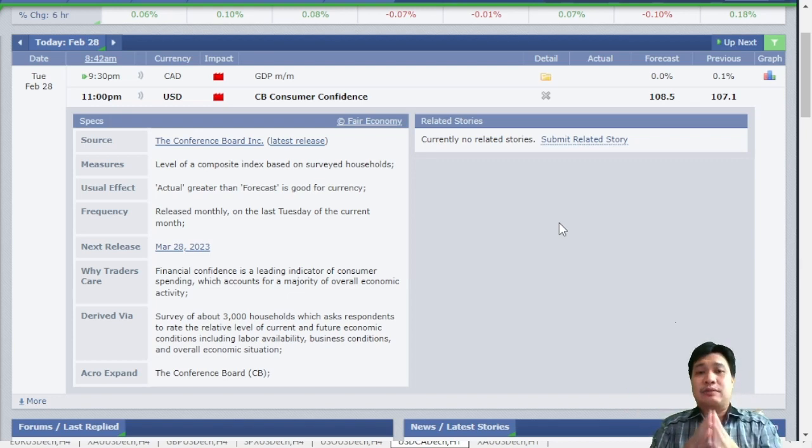So this will be the main mover for today: GDP and consumer confidence. Any result better than forecast will increase the currency, but lower than forecast will lower the currency. Okay, so let's move to the technical analysis now.